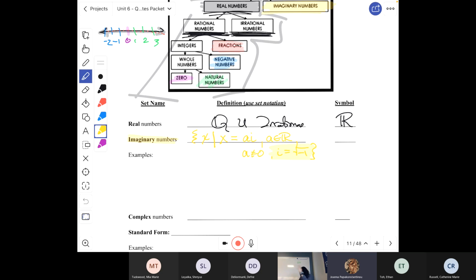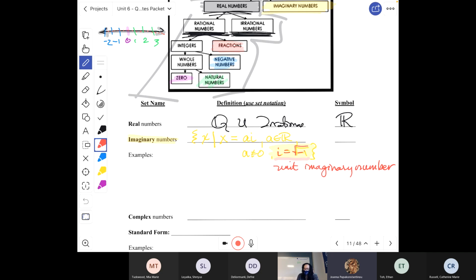So now we can address radical expressions that have a negative radicand. And we call this the unit imaginary number. So if I give you i, you need to know that it equals the square root of -1. So how do I represent the set of imaginary numbers? The set of imaginary numbers is capital I, and it can be double struck.